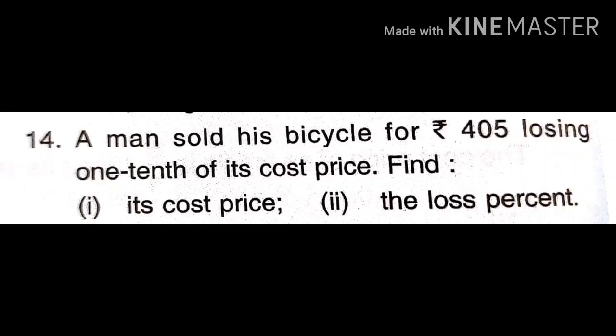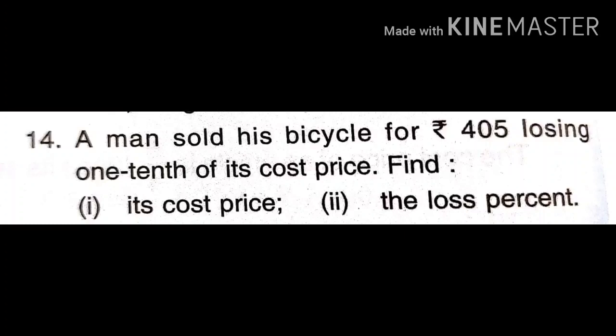This is question number 14. Last two questions are of same nature. A man sold his bicycle for rupees 405. Selling price is 405 rupees. After selling he is in loss. How much loss? 1/10 of its cost price. Loss is 1/10 of cost price, but cost price is not here. So what we will take, cost price 100 or X? We can take both. Remember what I am telling you. If you take 100, then we have to apply the unitary method, because money is already given here, rupees 405.